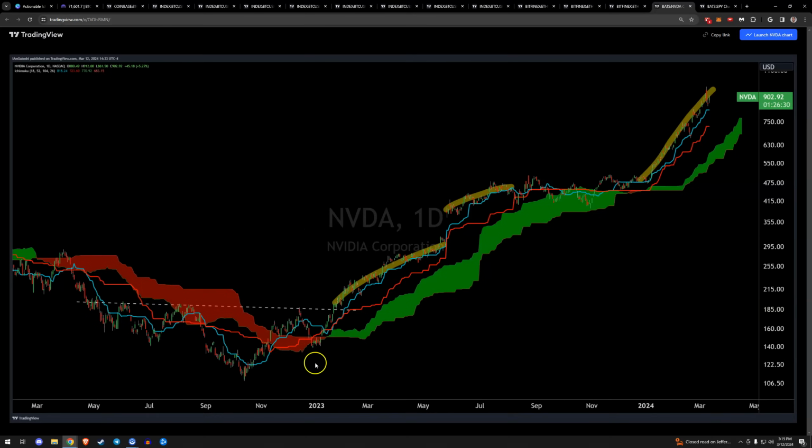This is NVIDIA. Since 2023, you had your complex inverted head and shoulders with a bullish TK cross, bullish Kumo breakout, bit of a false start in Q4 22, right? But the train doesn't leave without you if you're paying attention to the chart pattern and to the cloud.